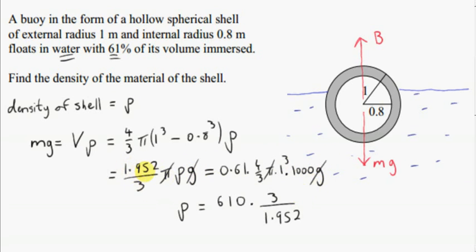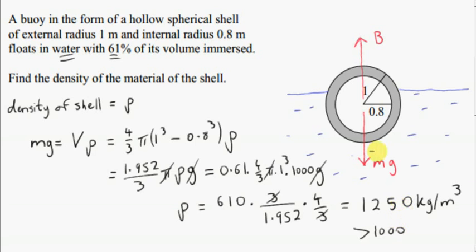Okay, multiply both sides by 3 over 1.952. 0.61 times 1,000 is 610. Alright, nearly forgot the 4/3. So we have to divide 610 by 1.952 and multiply by 4. So we get 1,250 kilograms per meter cubed. Notice that this figure here is greater than the density of water. It's greater than 1,000.